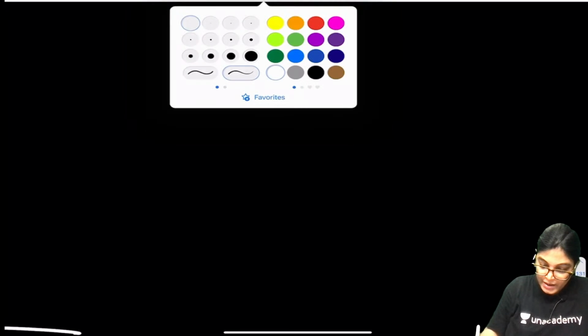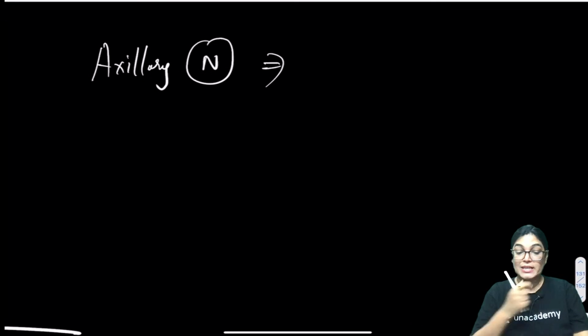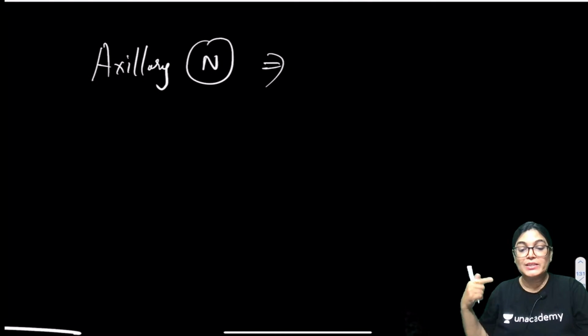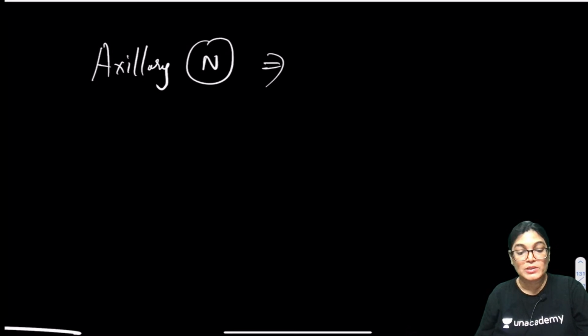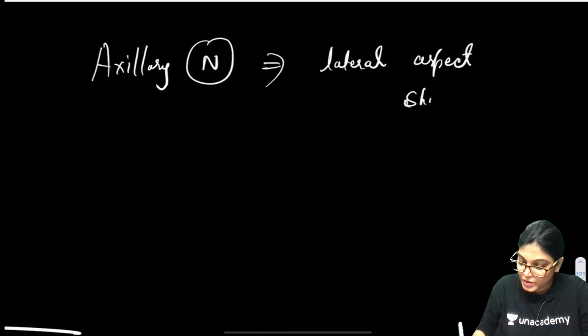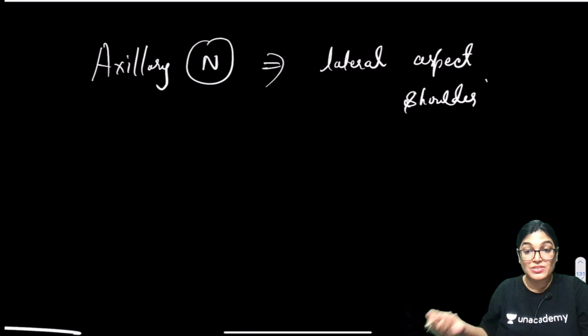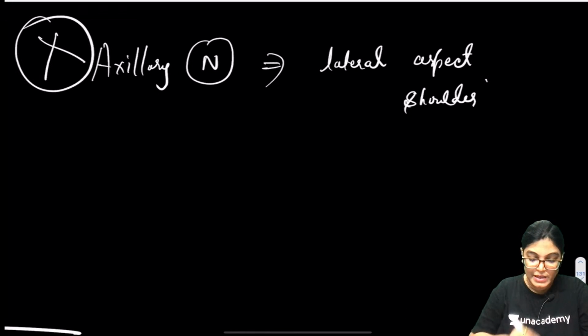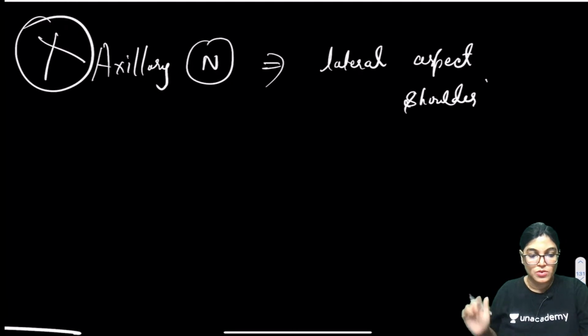Now moving on to the other one, the axillary nerve. Why is the axillary nerve not the right answer? Because the axillary nerve provides cutaneous sensation to the lateral aspect of the shoulder, the upper lateral aspect of the arm. So it is not giving innervation to the medial aspect of the arm, so it is wrong.